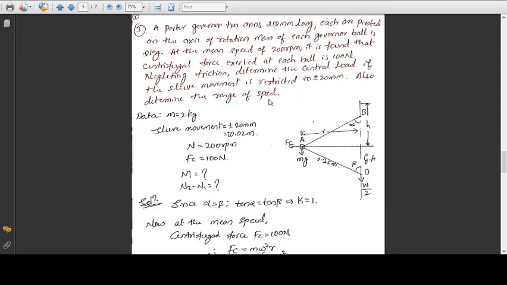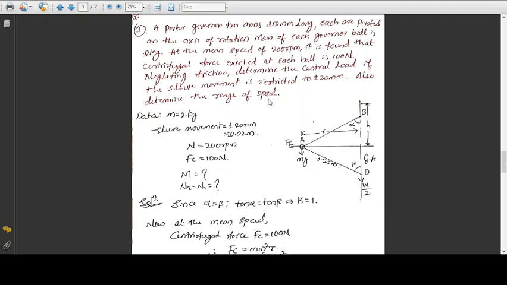So here he asked us to calculate the central load, that is capital W. He has not given the mass of the sleeve or load on the sleeve. But here he has given the mean speed. With the help of that mean speed and with the help of that sleeve movement, that is plus or minus 20 mm he has given, we can calculate the central load.